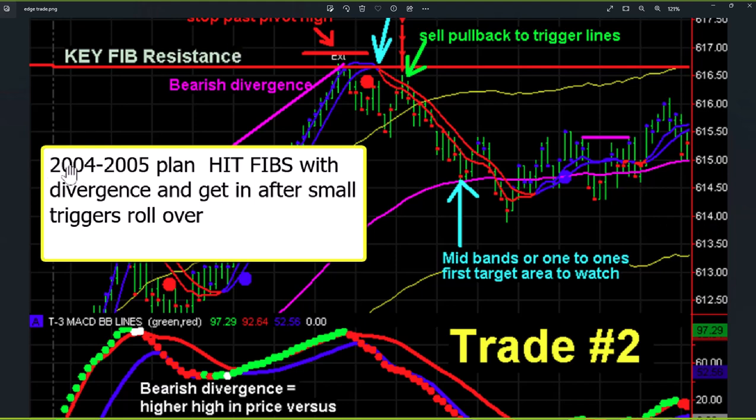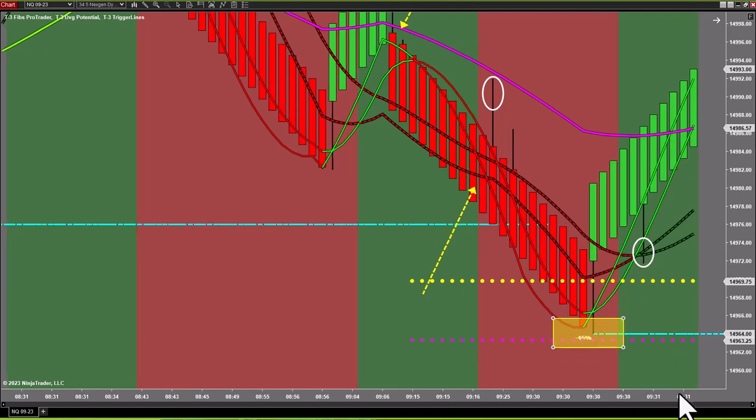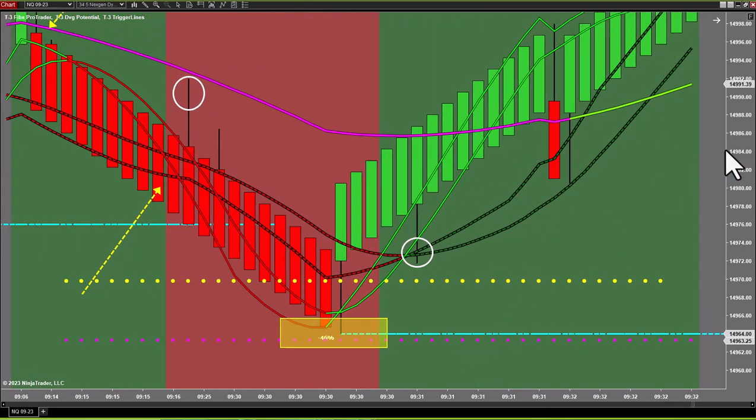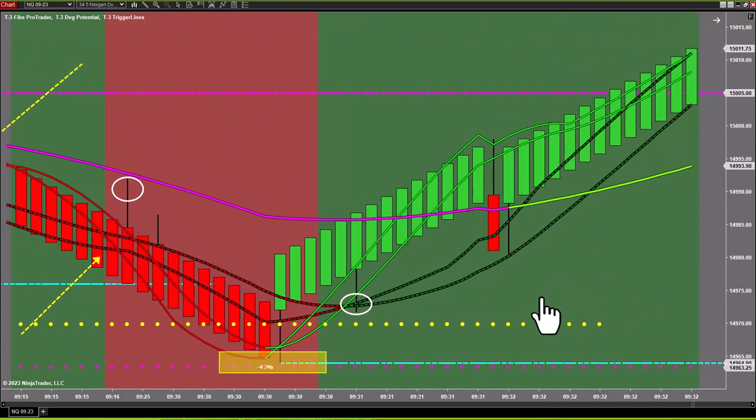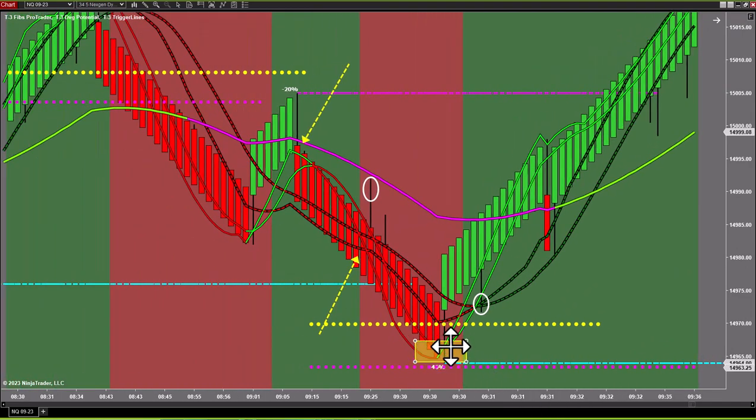So the same thing I'm telling you today is the exact same thing we said 20 years ago. Fibs, divergence, triggers roll, find a trade. Everybody give me a yes in the room. You got it. Now, this is old, but it's literally the exact same thing. Hit a fib, get divergence, trigger lines roll, get a trade. Now, how far is it going to go? Who knows? I don't know. Nobody knows. Doesn't matter. If it keeps going, you can keep trading. But the trick is, where did it start from? Divergence from a mid-band, you get a trade short. Divergence from one-to-ones, you get a trade long, maybe a couple trades.